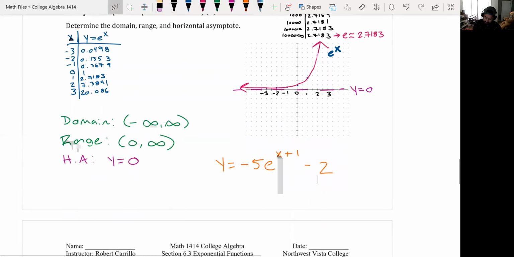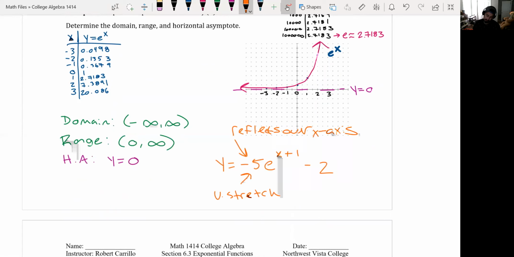First thing we would say is that -5 is a vertical stretch. Also, the negative reflects over the x-axis. And then that +1 would be a horizontal shift left. And then this -2 would be a vertical shift down. So nothing has changed from that section we did transformations in.